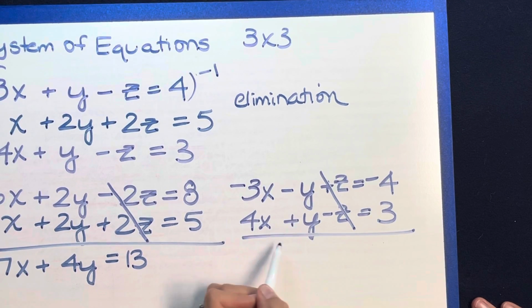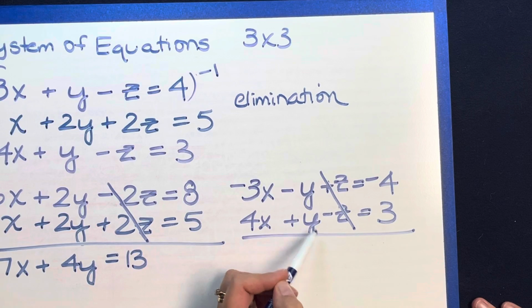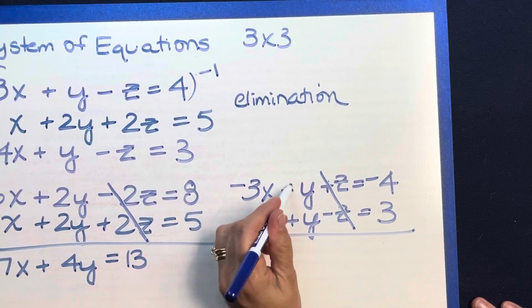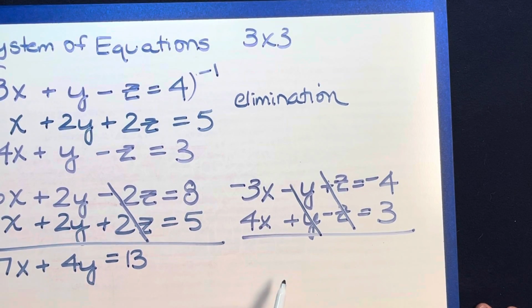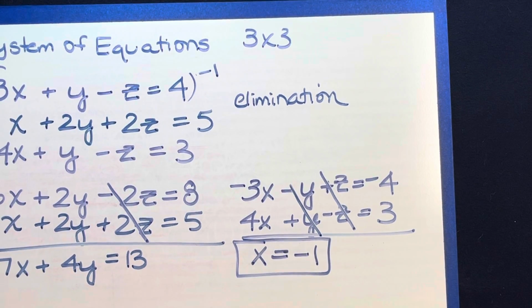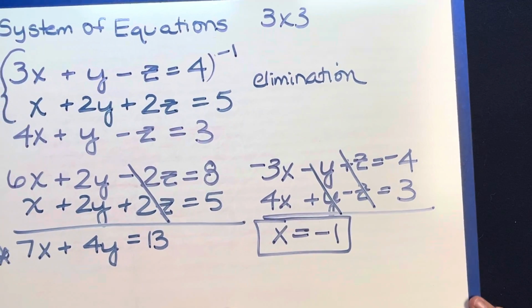So what also happens on here is notice that when we did that, these y's are also going to cancel out. That's lucky for us. It saves us a step in this problem. So now I get a 1x over here, I get equals -1. And so I already have one of my values for my system.